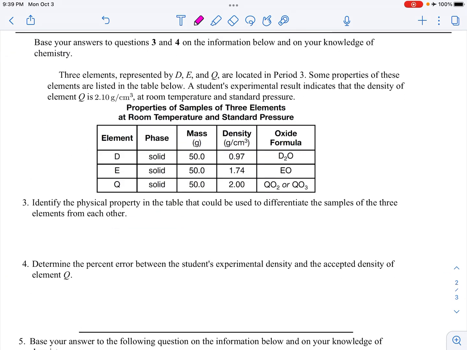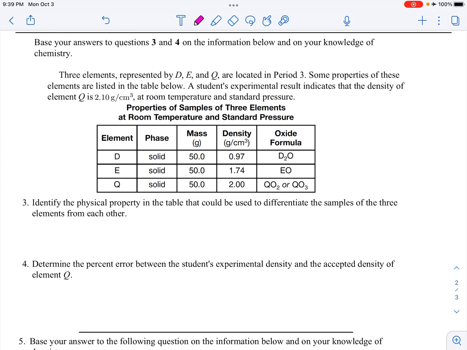Three elements, D, E, and Q, are located in period 3 of the periodic table. Some properties of these elements are listed in the table below. A student's experimental results indicate the density of element Q is 2.10 grams per cubic centimeter at room temperature. And so you got some information. Identify the physical property in the table that could be used to differentiate the samples.